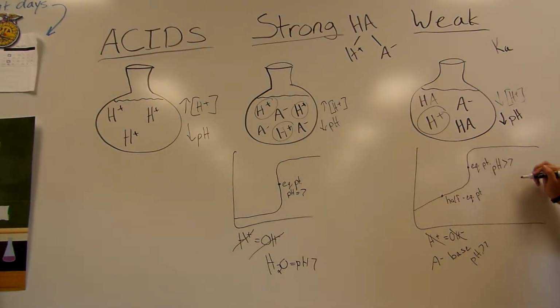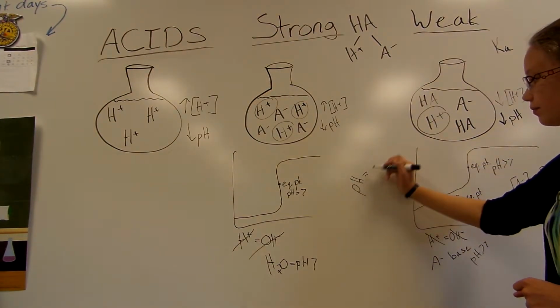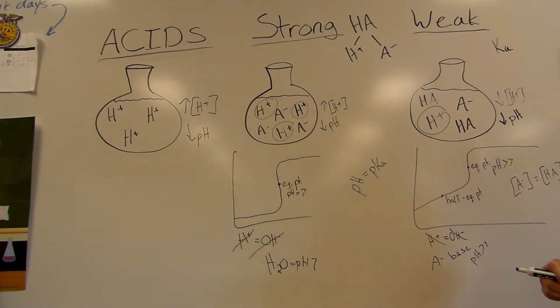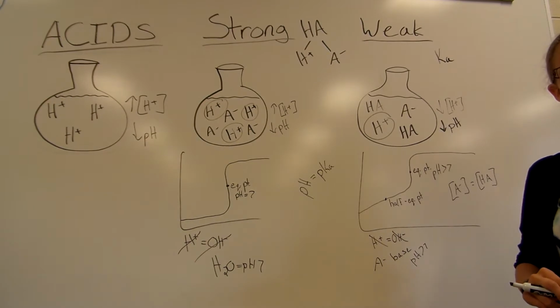This half equivalence point is where the concentration of A minus is equal to the concentration of HA. This is where our Ka becomes really important, because at the half equivalence point, the pH of our solution is going to equal the pKa, or the negative log of the Ka of our weak acid. This is also a buffer solution since we have a weak acid and its conjugate base. A buffer solution means that it will resist pH change.